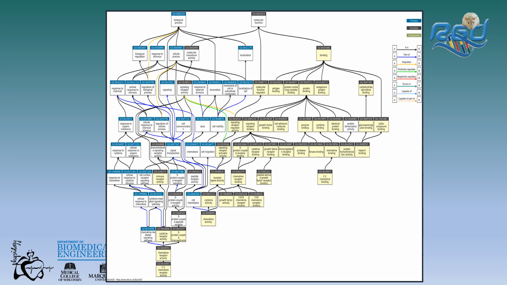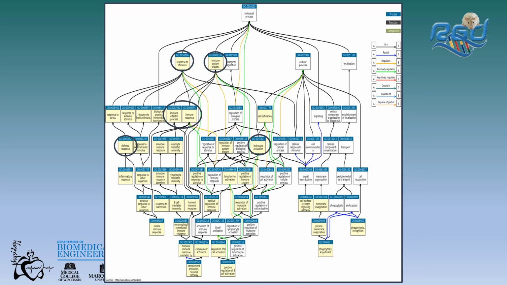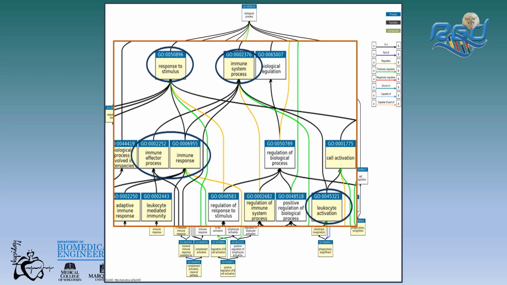We also performed enrichment analysis on gene ontology annotation in the molecular function aspect. Enriched terms are heavily concentrated on the binding and molecular function regulator branches. Enlarged are high-level terms of the branches. In the biological process aspect, enriched terms are heavily concentrated on response to stimulus and immune system process. Enlarged graphs are the high-level terms of these branches.